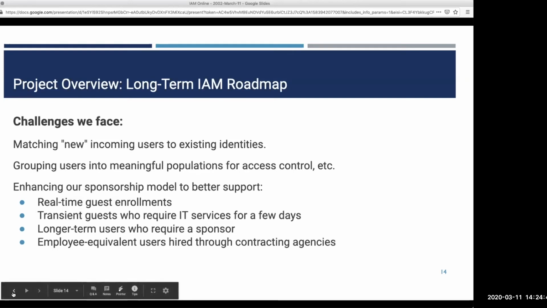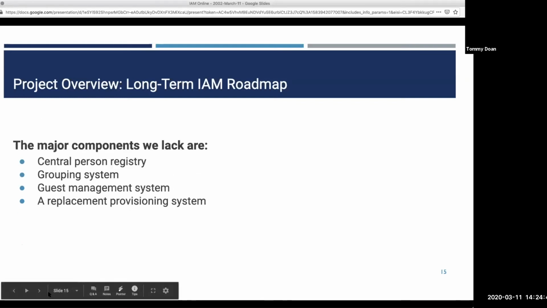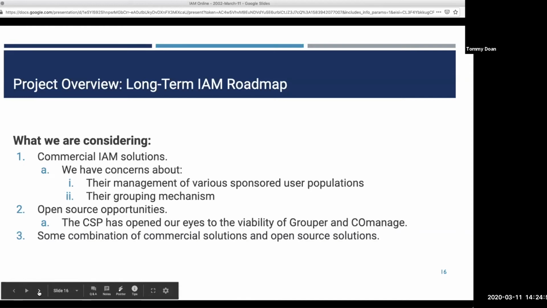Next slide. One more. Sorry, Tommy, did I jump ahead too far? Nope, we need to advance one more. One more, okay. Yeah, there you go. Oh, sorry, one more again. Thanks, Dean.